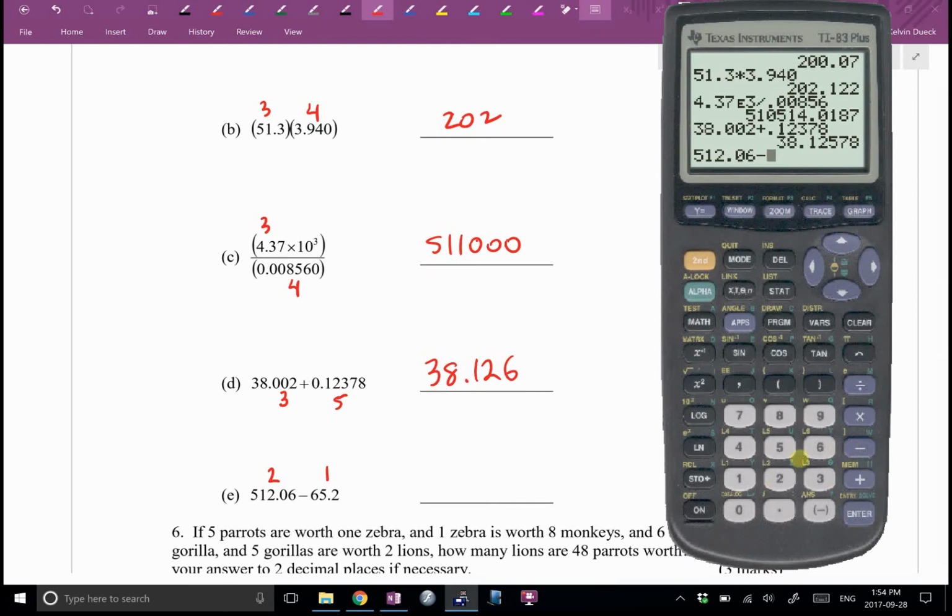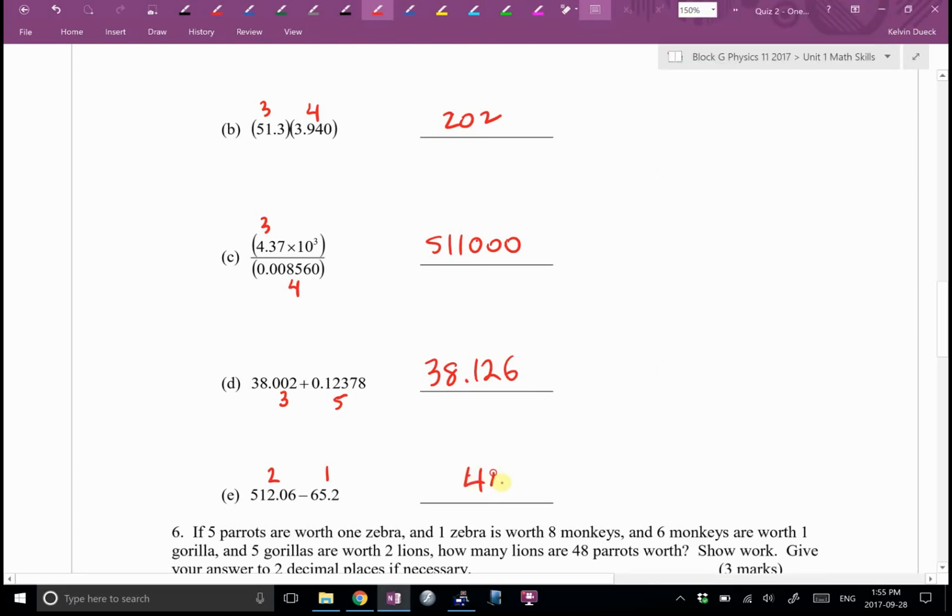It's going to end up being 512.06, take away 65.2. To 1 decimal place, it's going to be 446 point. Is the 8 going to... 9! Okay, 446.9. All or nothing. No half marks on these.